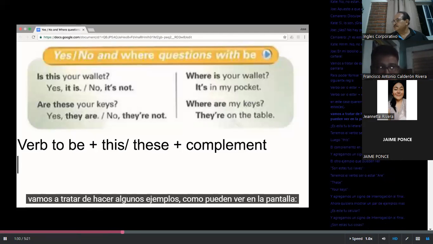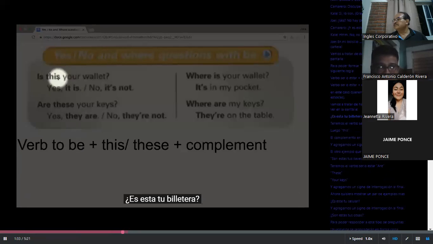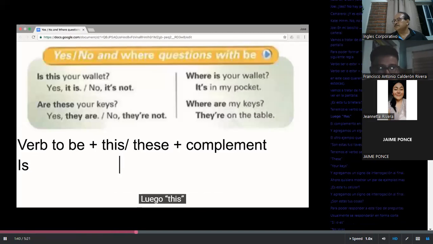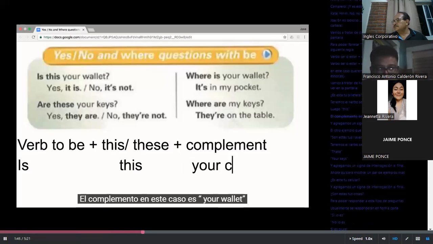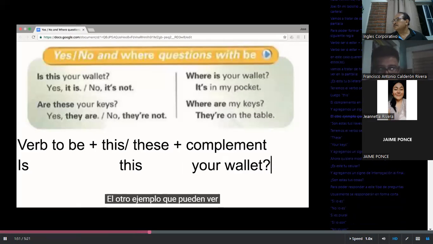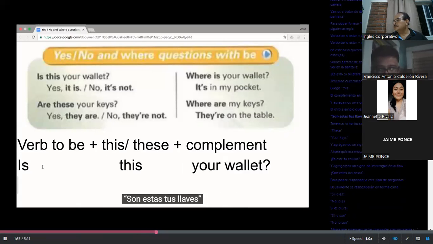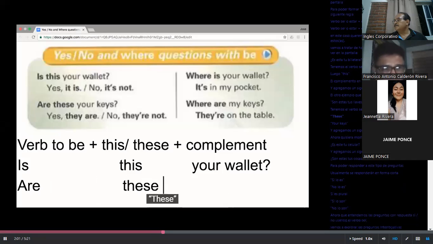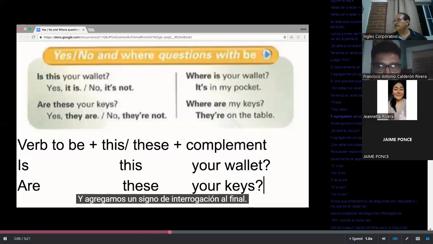As you can see on the screen, the example is: is this your wallet? We have the verb to be, in this case happens to be is. And then we're going to use this. The complement in this case is your wallet. And then, of course, we put a question mark there. The other example that you see on the screen: are these your keys? We have a verb to be, these, your keys. And, of course, we put a question mark at the end.